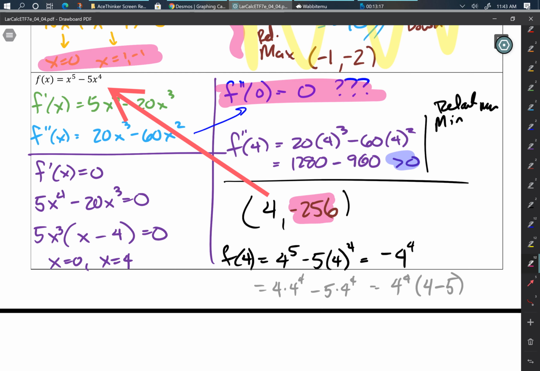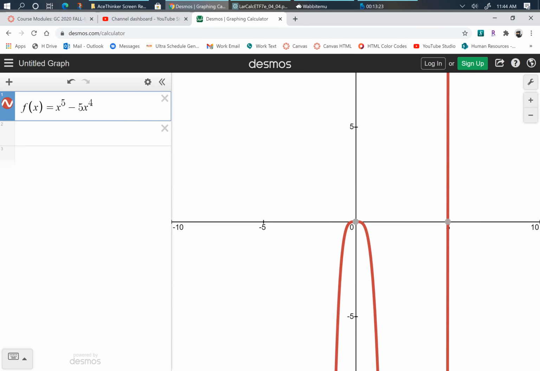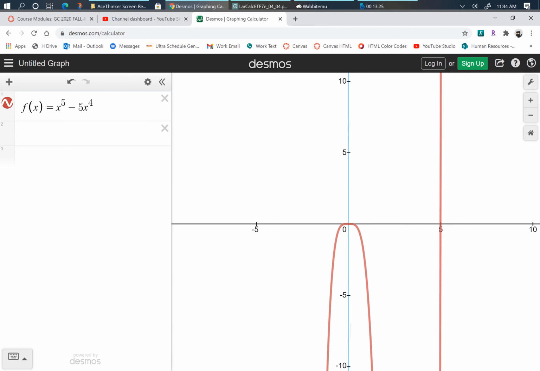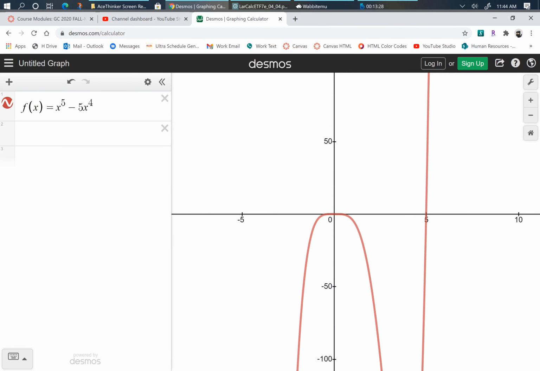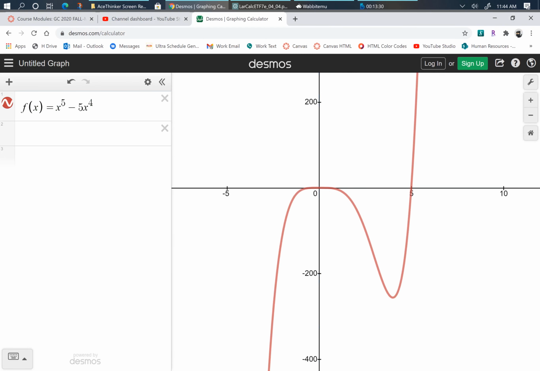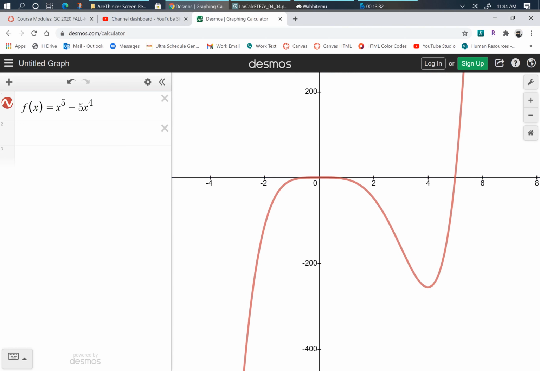All right, so let's go take a look at the graph of this one again, and we'll see what's going on here. All right, so we'll switch over to Desmos. There's the graph of this. Kind of a crummy scale, so let's bring this in until we can see more of it. So it looks like, well, maybe 0 is a maximum. And then there's our minimum at 4, negative 256.